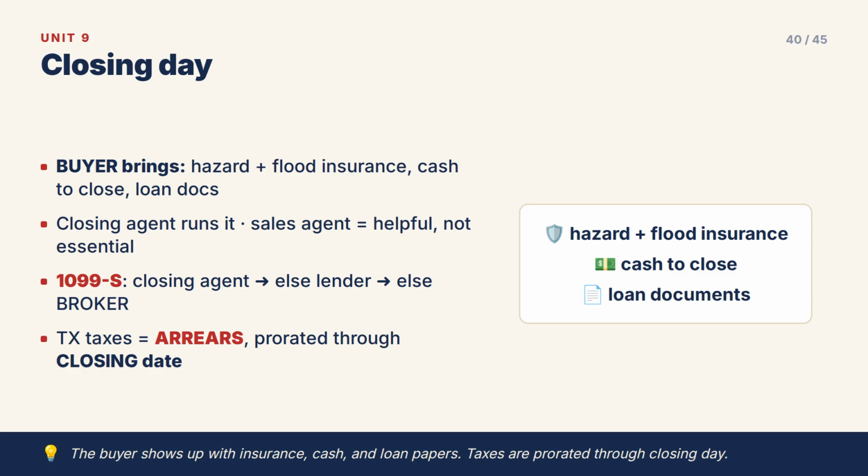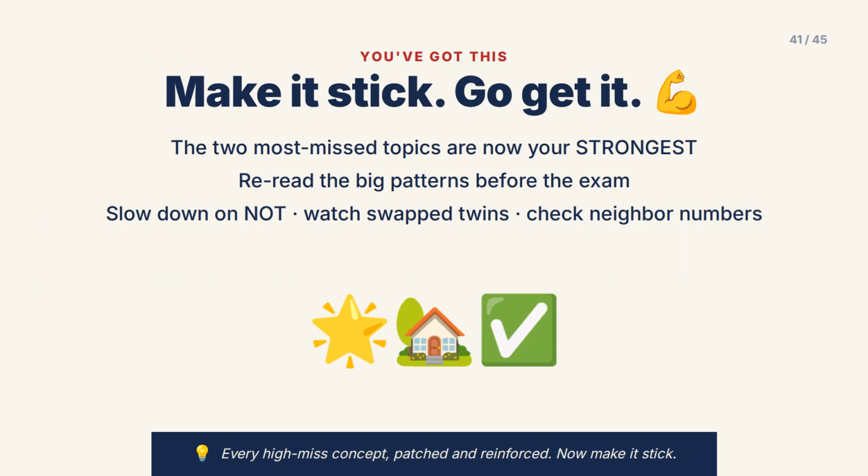date. That's every high-miss concept patched and reinforced, including double-length treatment of the two that trip people up every single time: the buyer-side proration and prepayment versus acceleration. Those two can now be your strongest material because you know exactly how they trick you.